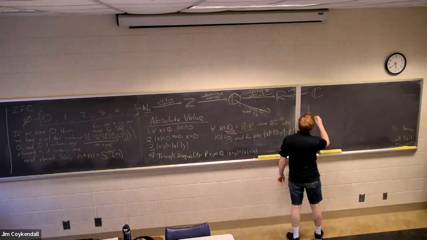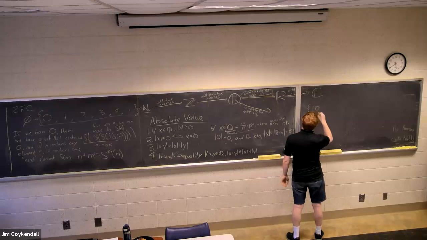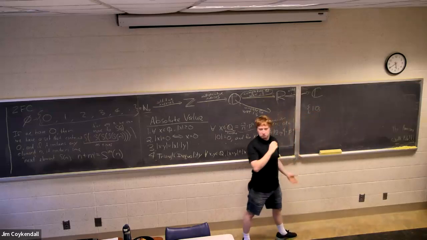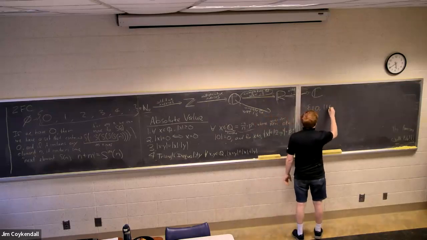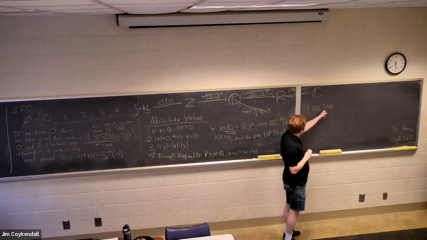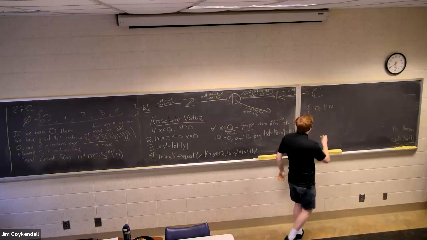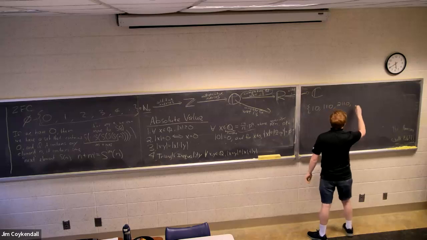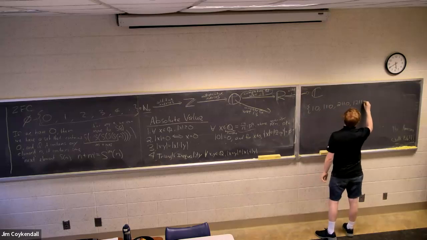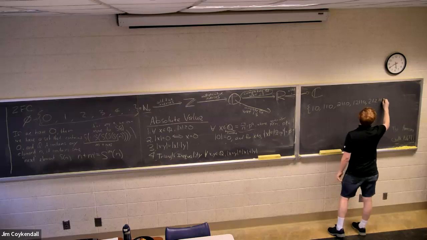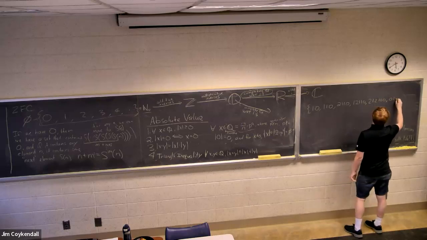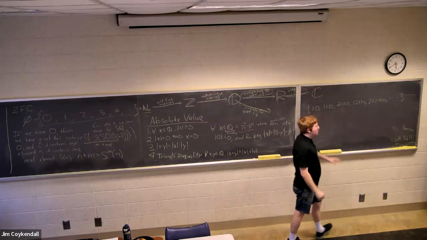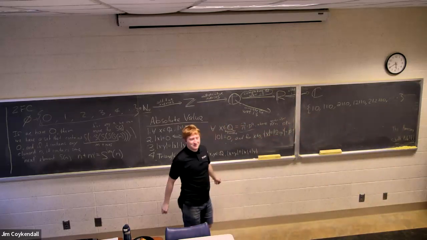Let's say that my numbers are 1, 0. Let's say 1, 1, 0. So this is 3 plus 9. This is actually 12. Let's say 2, 1, 1, 0. 1, 2, 1, 1, 0. 2, 1, 2, 1, 1, 0. 0, 2, etc., etc. So we've built all these numbers.